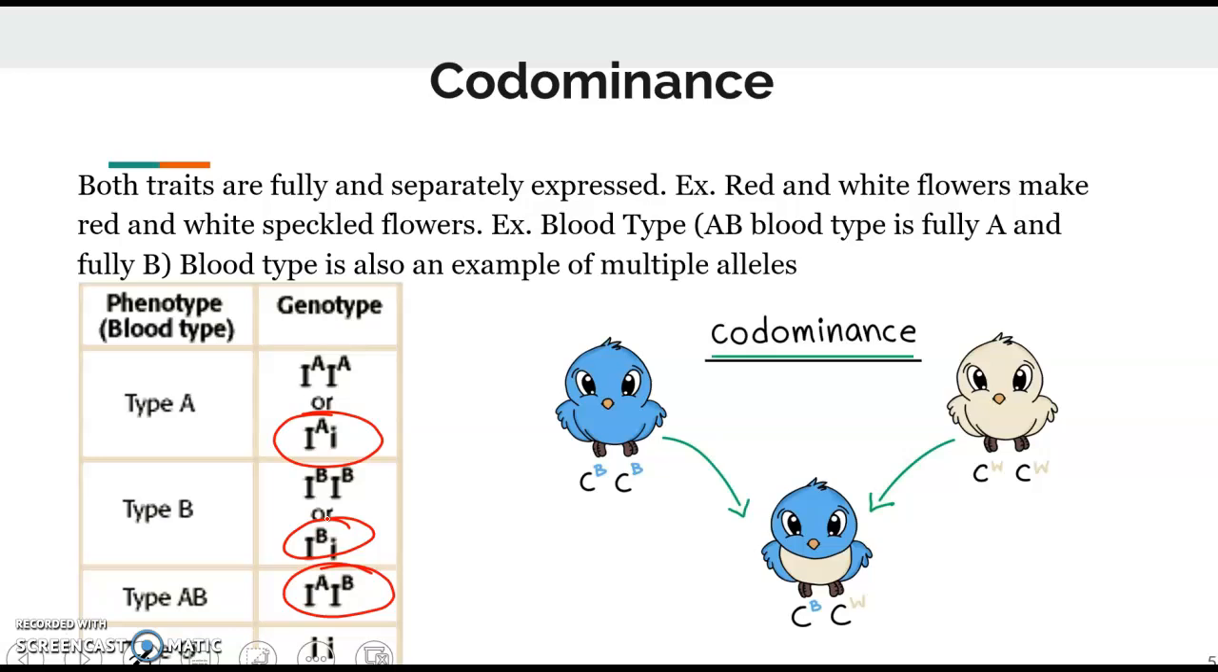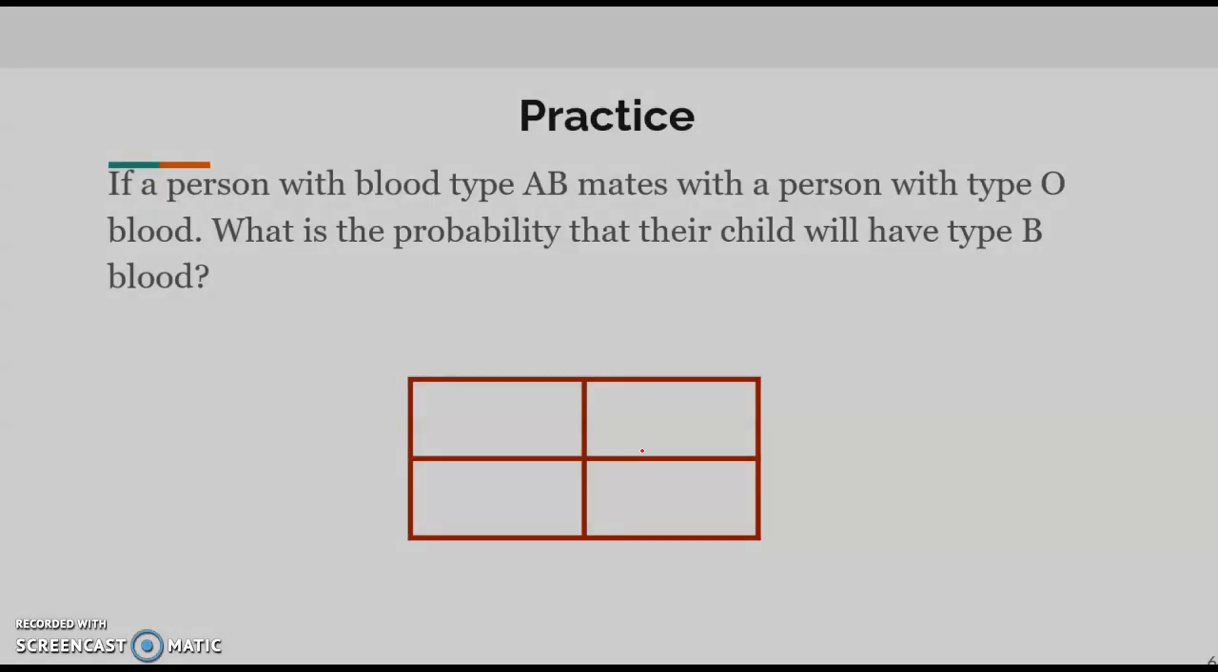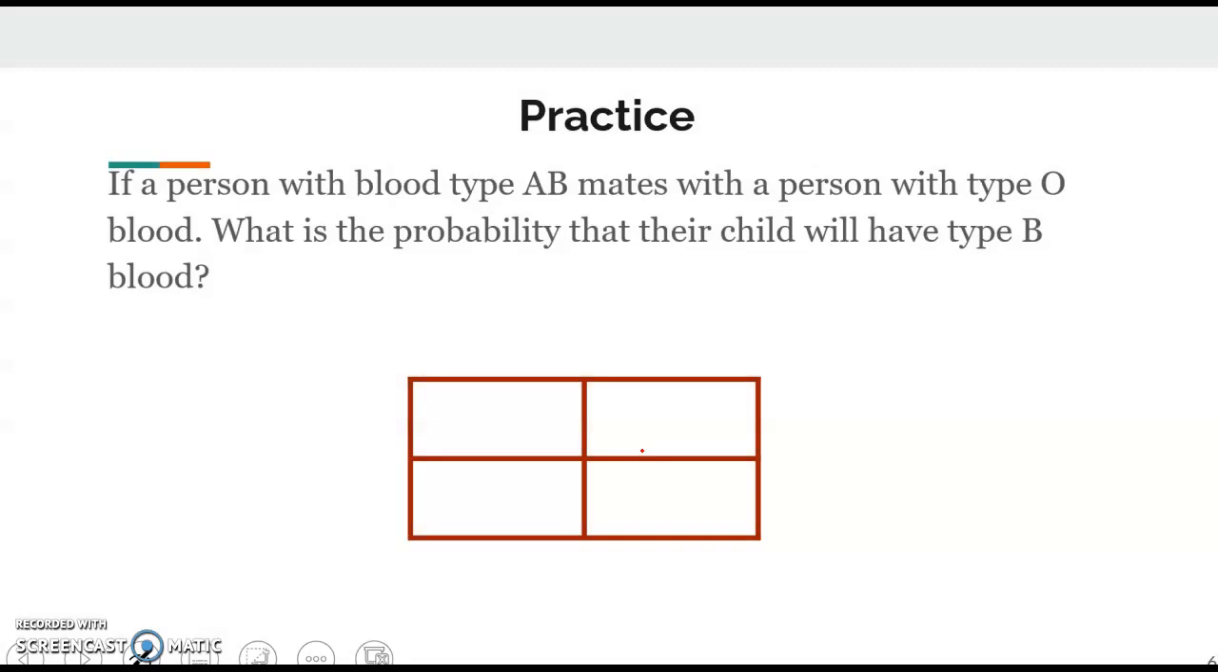All right, so my preferred way for you to represent the genotypes for codominant alleles is to write both letters in uppercase and then just put in a superscript at the top to show that, hey, this one gives you blue, this one gives you white, and this gives you blue and white, or whatever color that is. All right. So let's practice. If a person with blood type AB mates with a person with type O blood, what is the probability that their child will have type B blood?